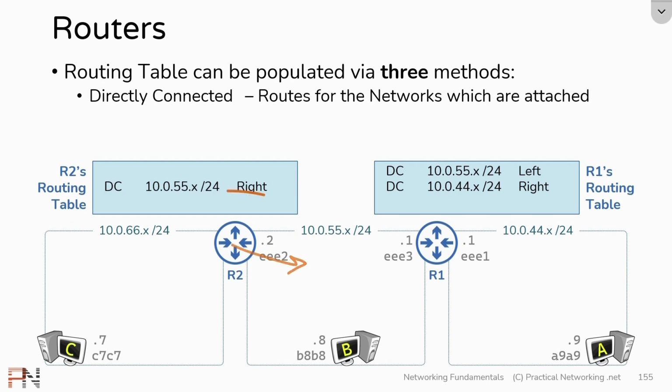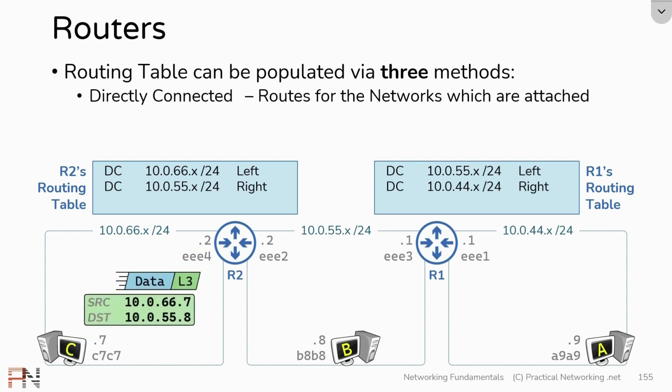out R2's right interface. In the same way, as soon as we configure this IP address on R2's left interface, this adds a new directly connected route to R2's routing table, telling R2 that the 10.0.66 network exists out R2's left interface. Each of these routers will now use their own routing table to move packets through this topology.